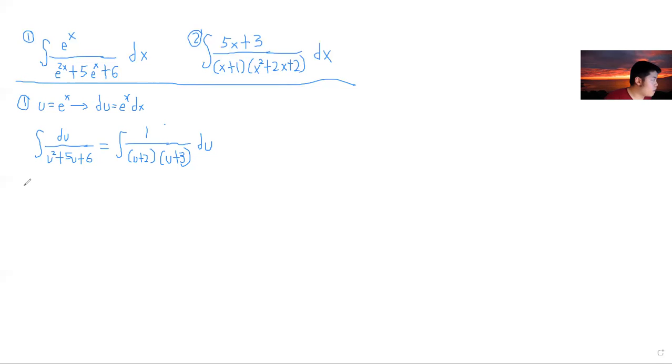Okay, and now here's what we do. We take this from the integrand and we just consider it like this. 1 over u squared plus 5u plus 6 is equal to a over u plus 2 plus b over u plus 3.